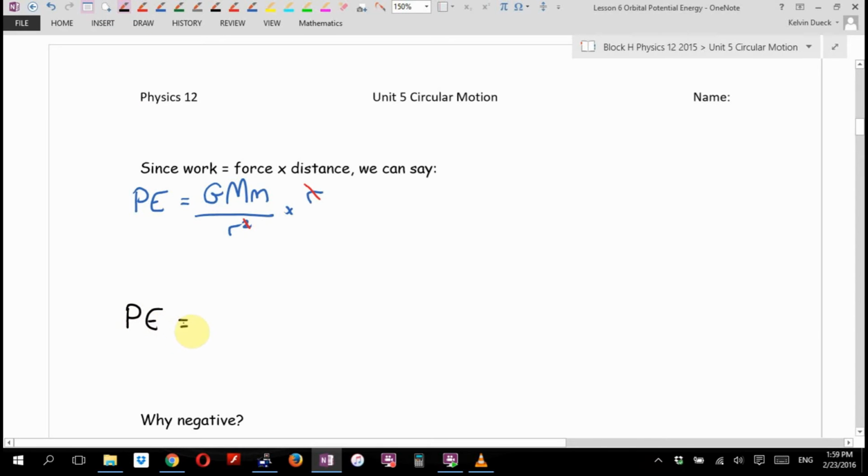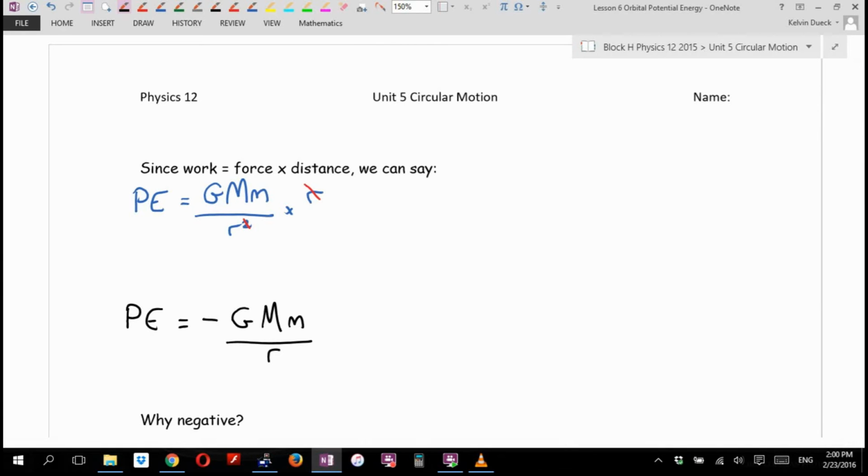The cosmic potential energy equation is equal to, leave a small space because I need to stick something in there in just a second, big G, big M, little m over R. Is that what it says on your formula sheet for PE or for EP in this unit? No. What? Put a negative there.